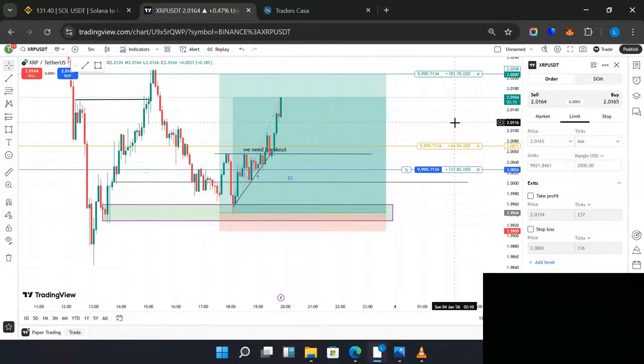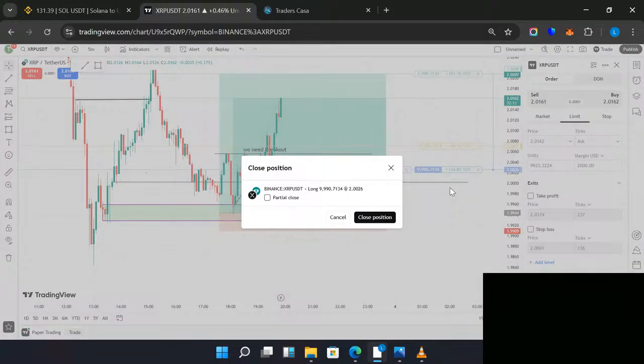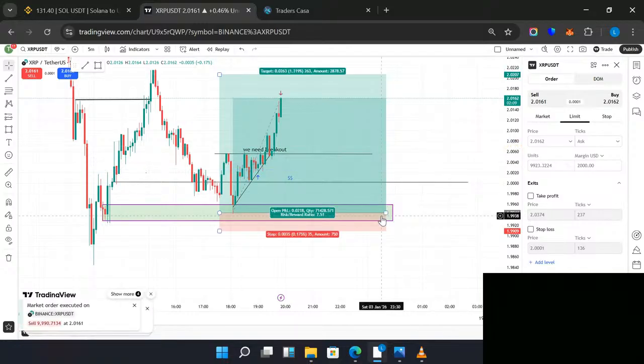Okay, guys, close 10% and exit the trade. Exit the trade and close position. Okay, guys, closed.